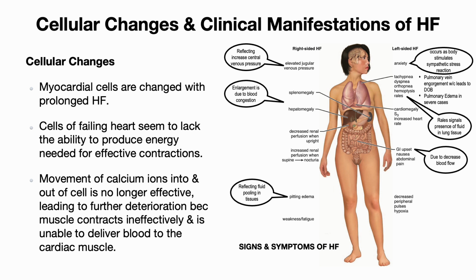Okay, we go into right-sided heart failure. Right-sided heart failure usually occurs as a result of chronic obstructive pulmonary disease, or COPD, or other lung diseases that elevate the pulmonary pressure. It often results when the right side of the heart, normally a very low pressure system, must generate more and more force to move the blood into the lungs.